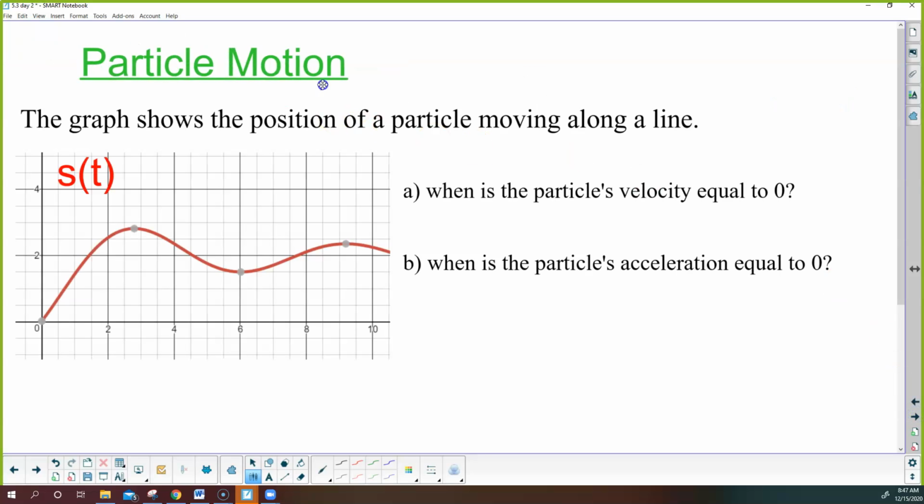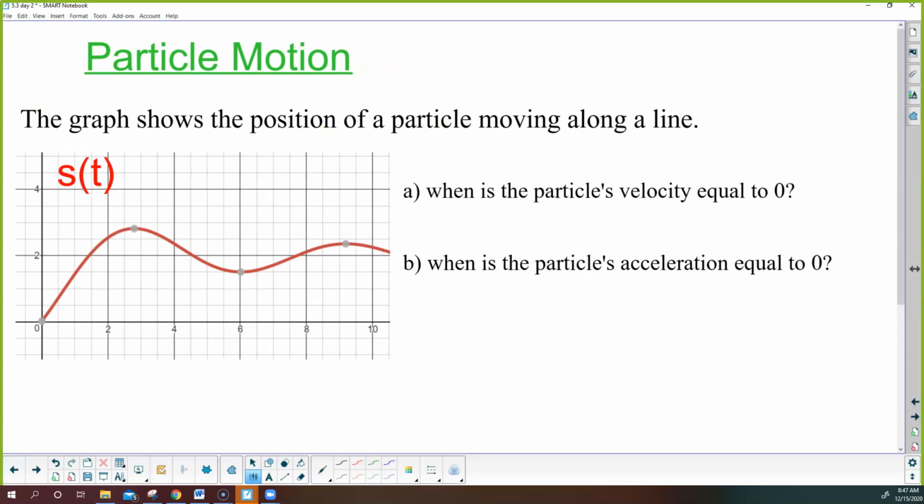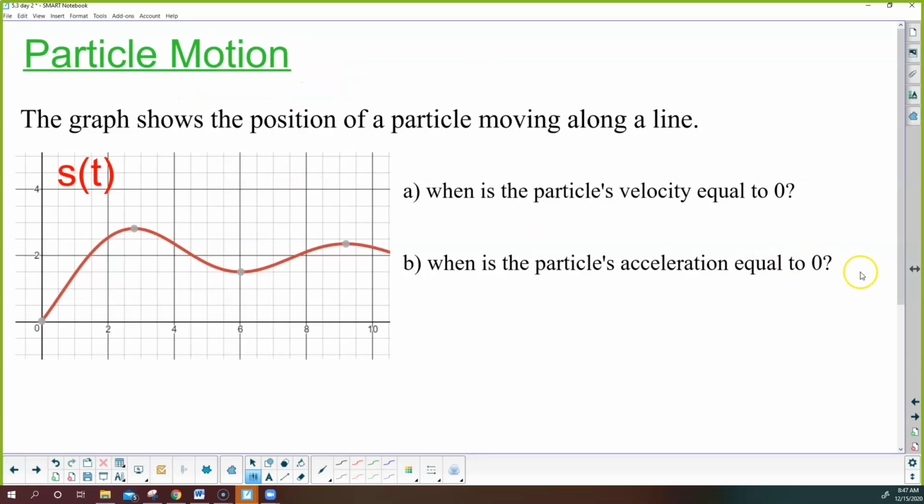Now we're going to start off. I don't want you to write this. This is just setting the stage for where we're headed. So don't write this. We're going to go over it super quick. But it's kind of where we've been. So the graph shows the position of a particle moving along a line. So the position function is given by s of t. Every once in a while they call it x of t. You can even call it y or f of x. It doesn't matter. But this is the graph of the original function.